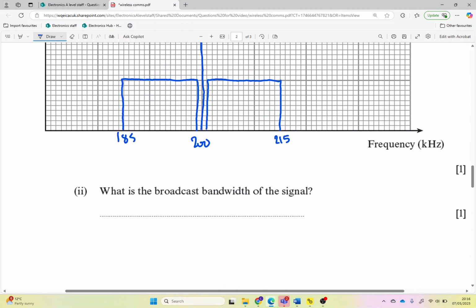What's the bandwidth for an AM signal? Well, it's 2 times our information signal, so it is just going to be 2 times 15, which equals 30 kilohertz.